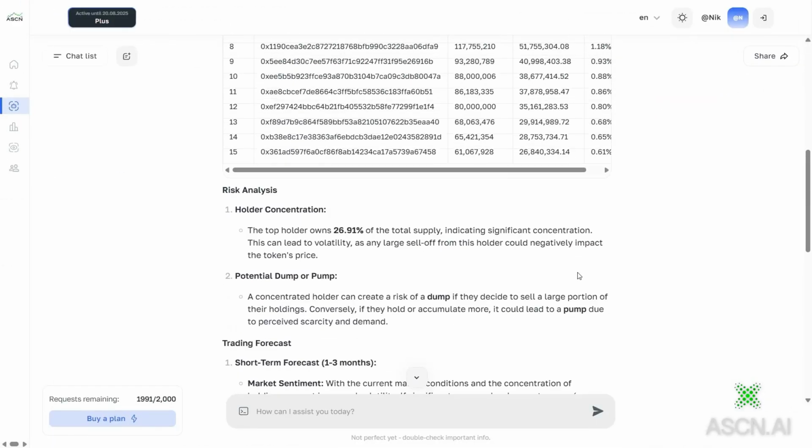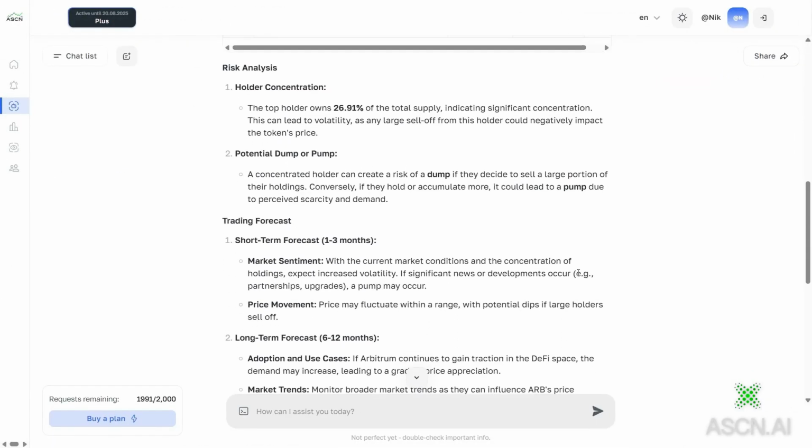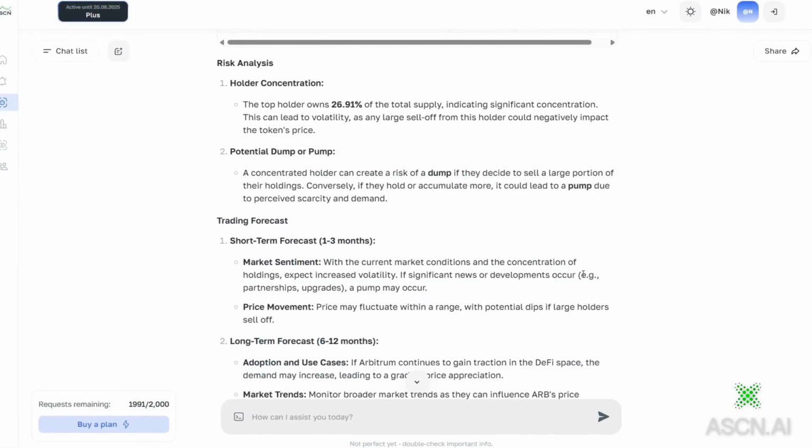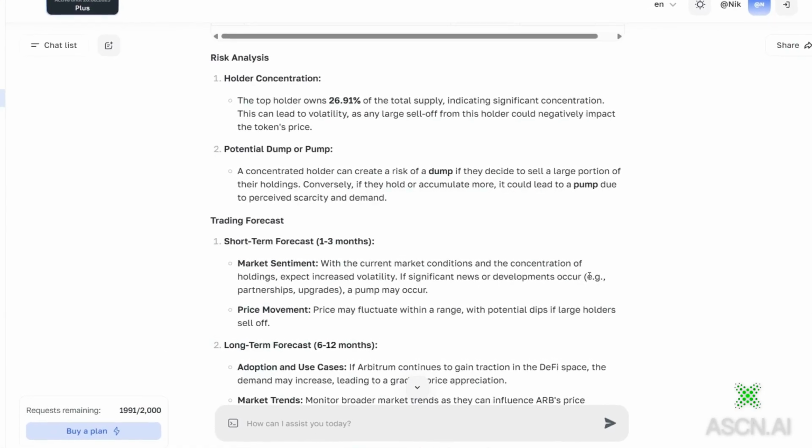The top holder owns almost 46% of the total Arbitrum supply. This creates a high concentration which can lead to significant price fluctuations if they decide to sell or buy.